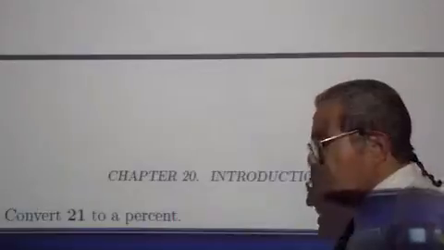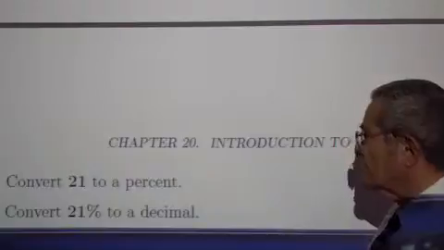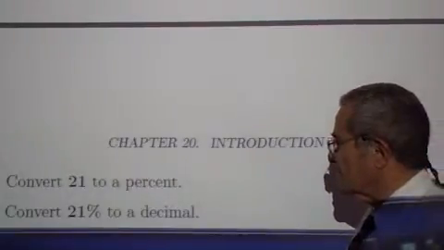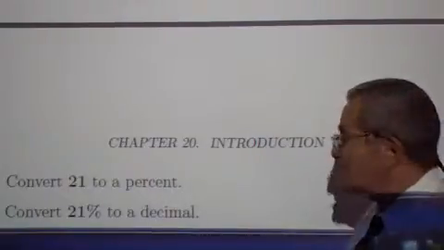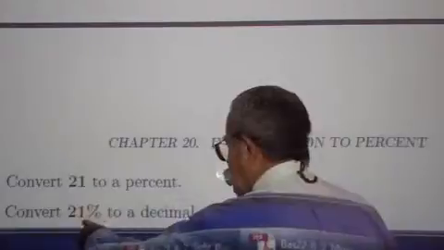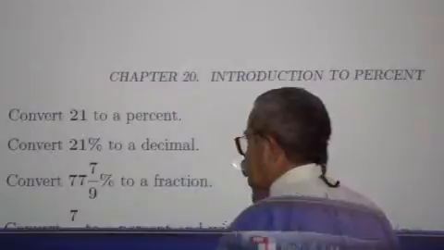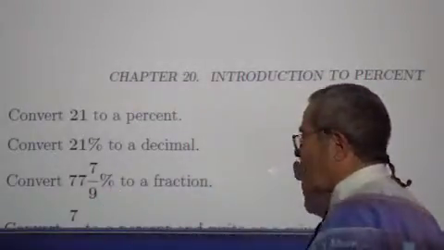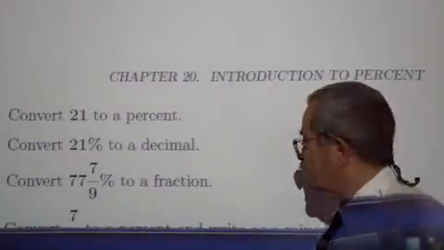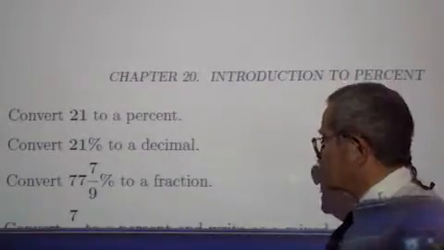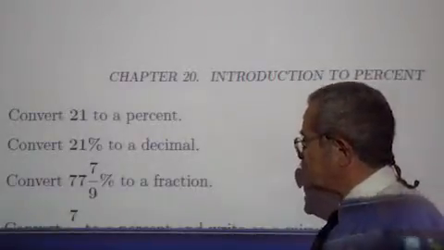Convert 21 to a percent. And then convert 21% to a decimal. So this was 21, this is 21%. Convert 77 and 79% to a fraction. Again, a fraction, not a decimal, and a fraction, so not a mixed number. 77 and 79%.